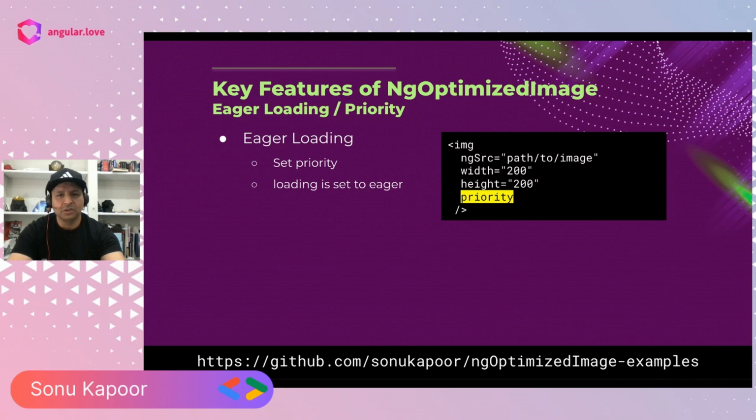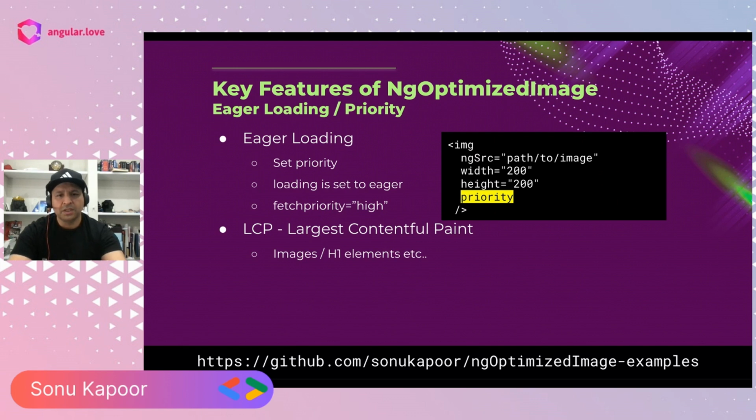And that means we're giving instructions to the browser to download the image as soon as possible. So we're helping the browser to make that decision. And when you set the fetch priority, it will also improve the LCP, which is the largest contentful paint.